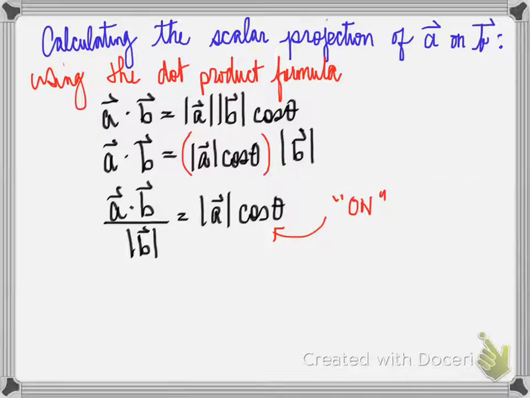Now, try and remember the formula. If it's A on B, it's the dot product, A dot B, over the magnitude of B. So think about it as A on B, it's the dot product on top of the B, so on B. Hopefully this is a way to remember the formula.